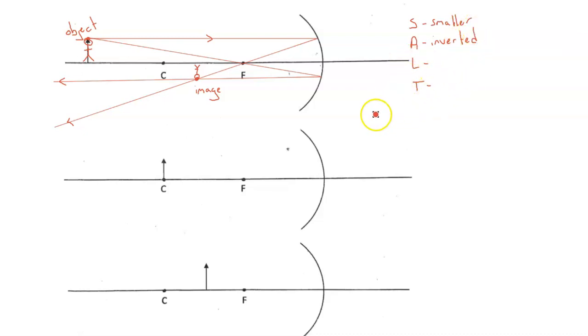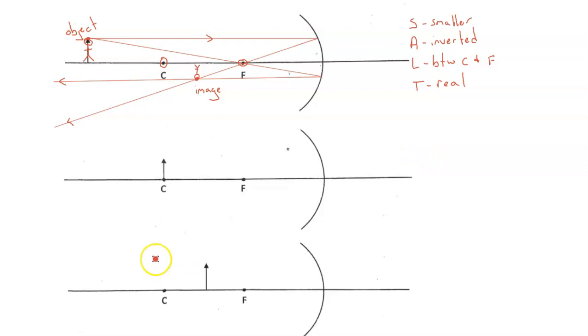Location. To describe location, we can use these points, the center of curvature and focus, to describe location. We don't need to be super exact, but just in reference to those points. So I'm going to say it's between C and F. For type, we have two choices. We have real and virtual. Real images form where the light rays converge. If the light rays do not converge, you do not get a real image. So this one, they converge right there. So this is going to be real. And we'll get to an example of a virtual image later on.